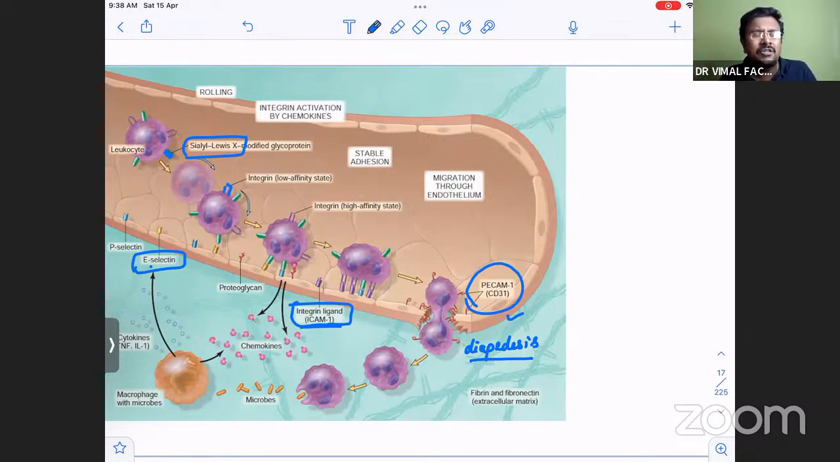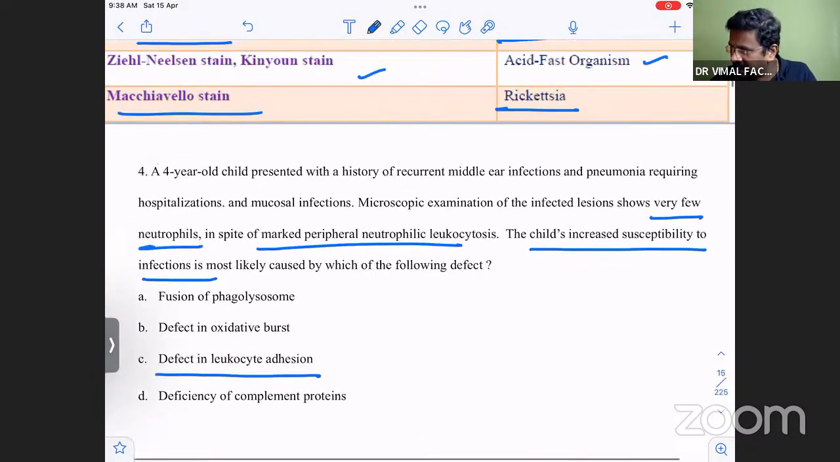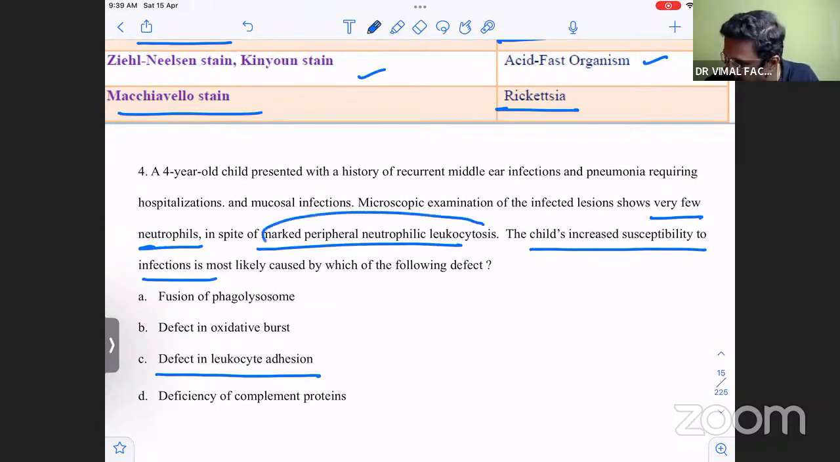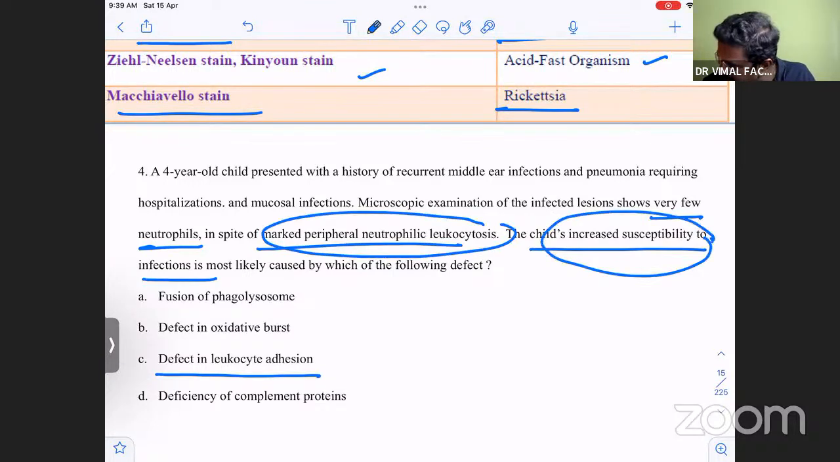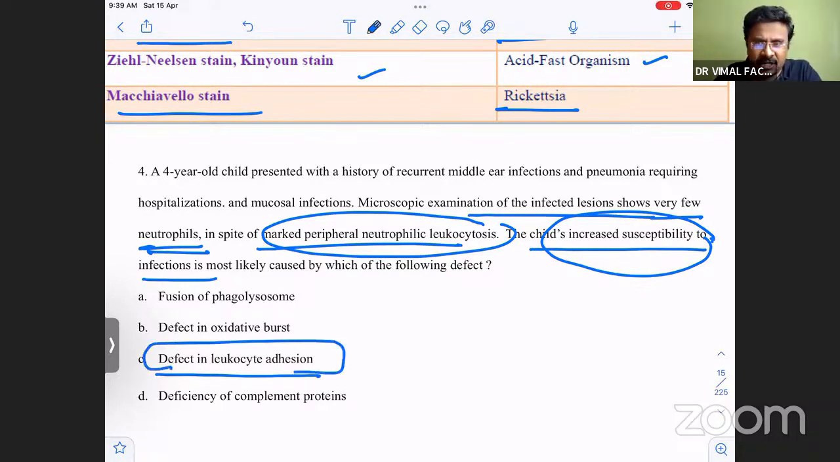So at the site of injury, there are fewer WBCs. If you carefully see here, in our question, there is a marked neutrophilic leukocytosis, but at the site of injury, the infected lesion shows very few neutrophils. This characteristically tells you that there is a defect in leukocyte adhesion.